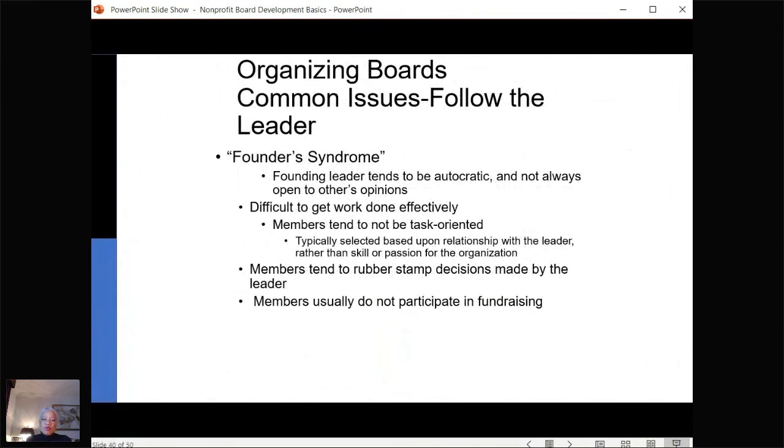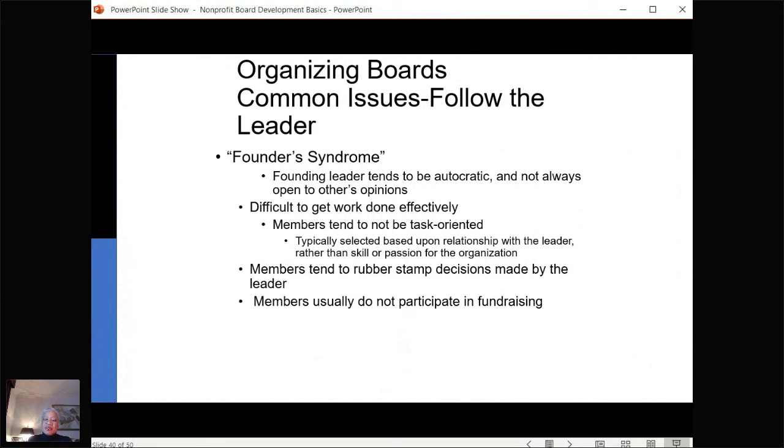And then we're going to talk about some of the common issues with follow the leader. With the follow the leader, we often have what we call founder syndrome. And that founding leader tends to be autocratic and not always open to others' opinions. And it's difficult to get work done effectively because the members tend to be very reliant upon that leader, so to speak.